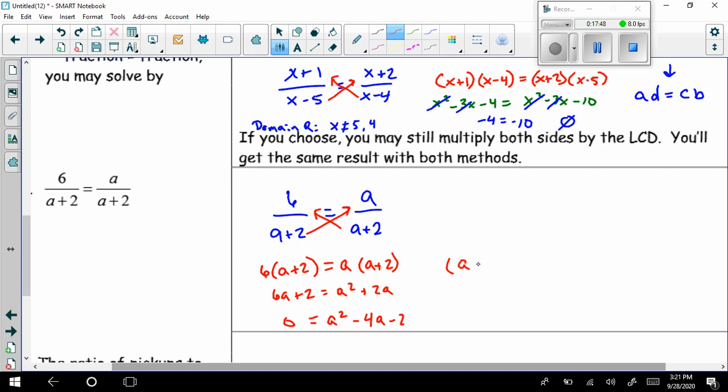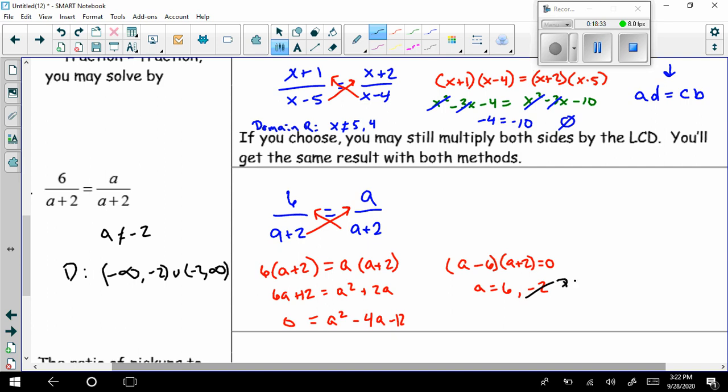So oops, this is 12, sorry, minus 12. A minus 6 and a plus 2. So a equals 6 or negative 2. Well, negative 2 is a domain restriction. It cannot be negative 2. Your domain goes from negative infinity to negative 2, and then from negative 2 to infinity. It skips right over that value.